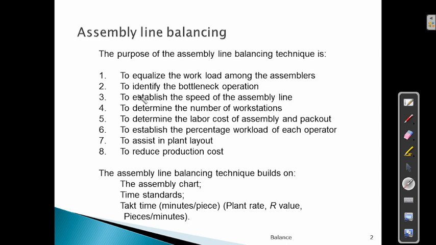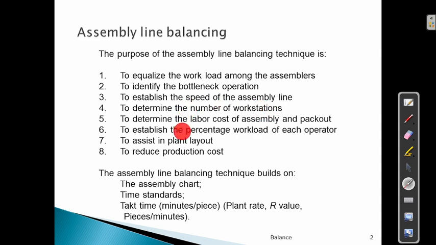Then to identify the bottleneck operation and to establish the speed of the assembly line. Then to determine the number of workstations for the particular production, how many workstations should be there. That should be determined by this assembly line balancing.